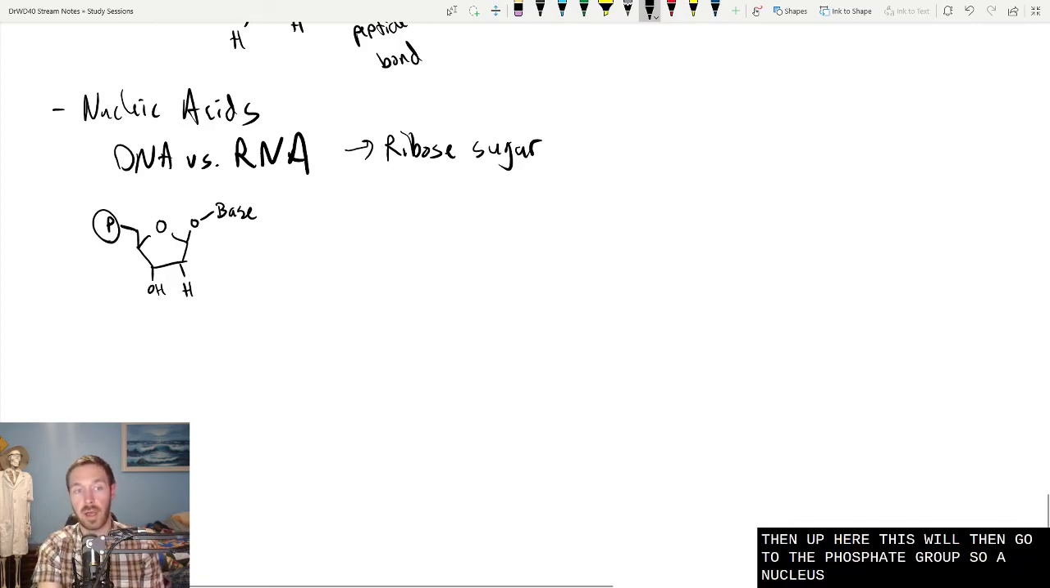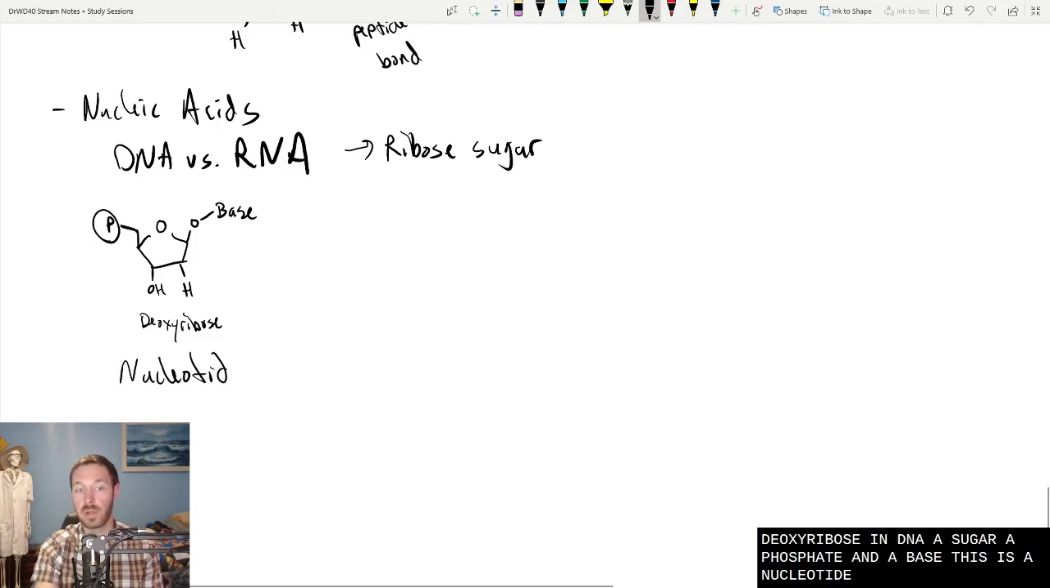So a nucleotide is a sugar. This is deoxyribose on DNA. A sugar, a phosphate, and a base. This is a nucleotide. So nucleotides are the monomers of nucleic acids.